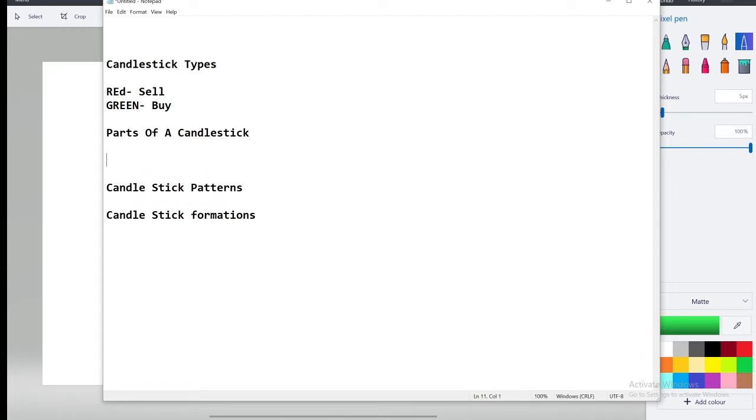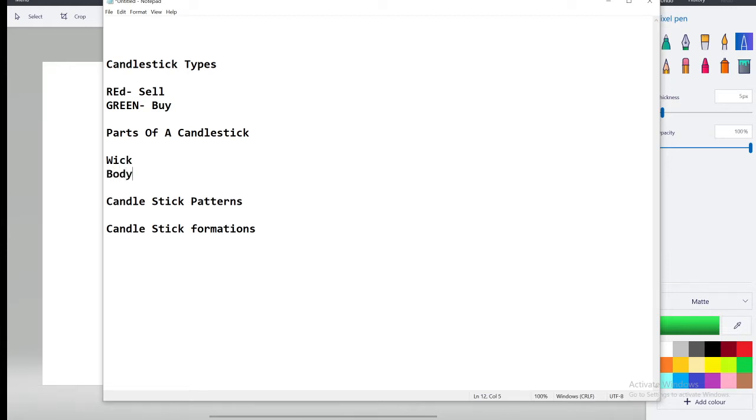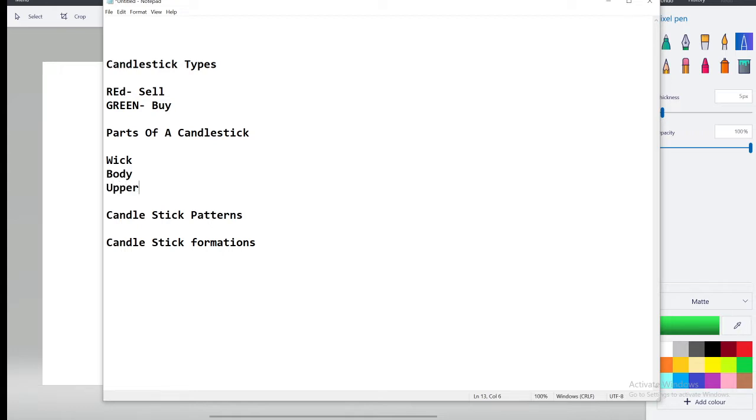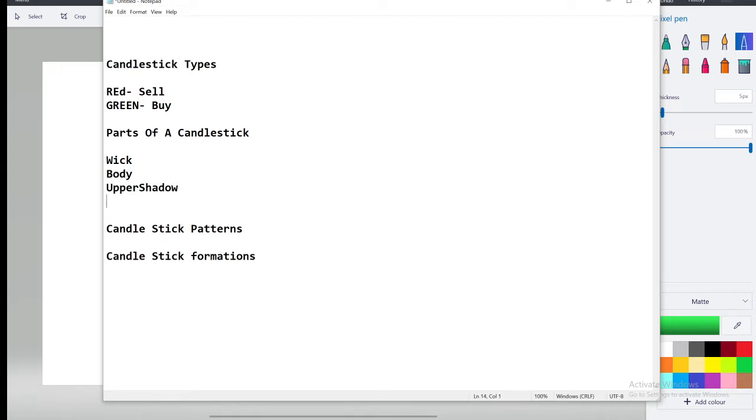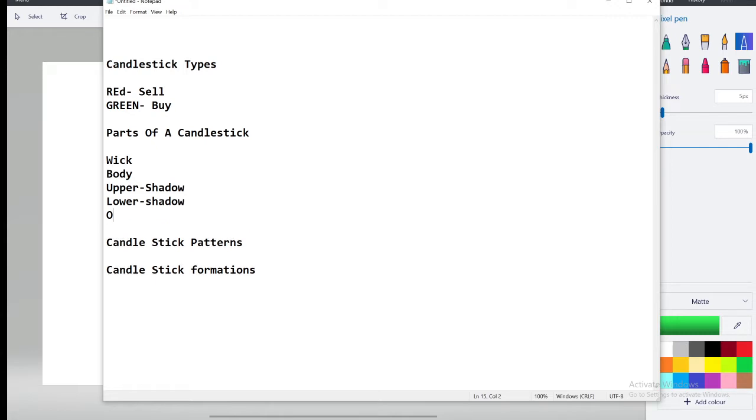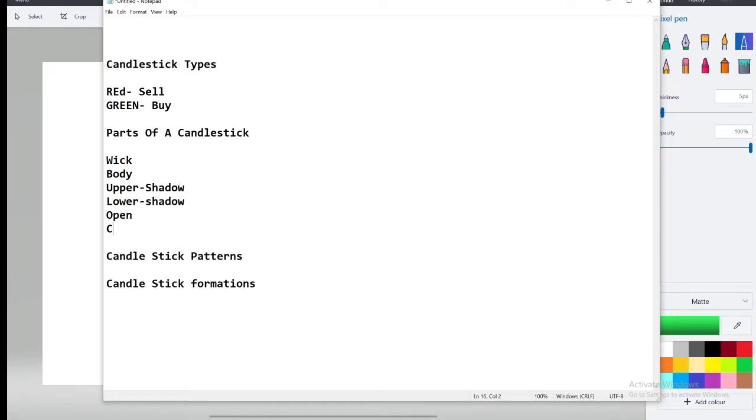Parts of the candlestick: we have the wick, the body, the upper shadow, the lower shadow, the open, and the close. Right? I believe that's all.